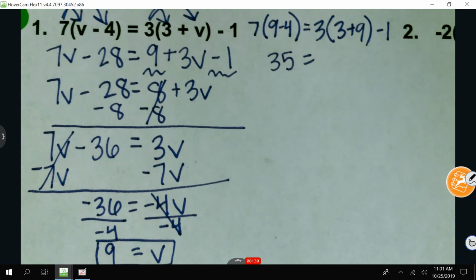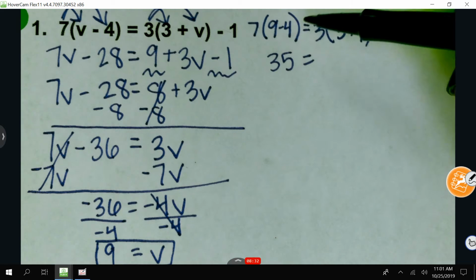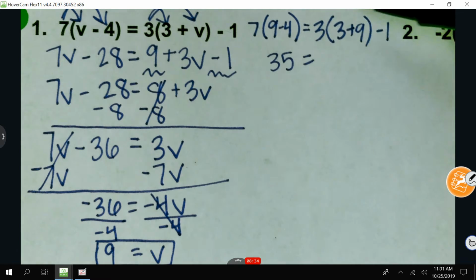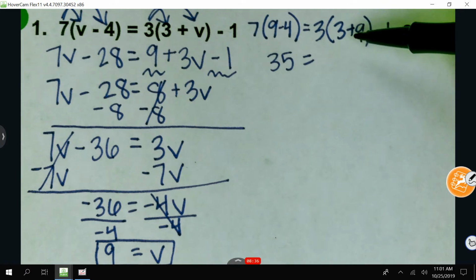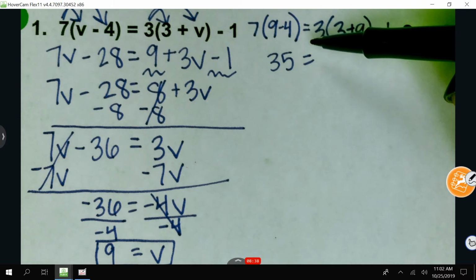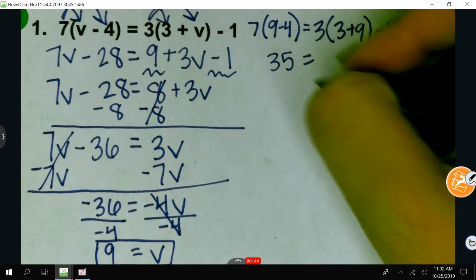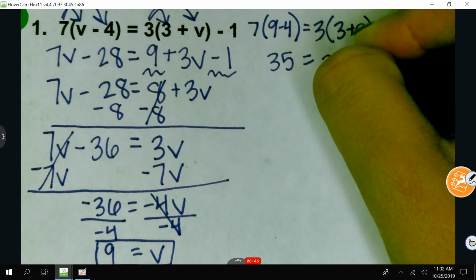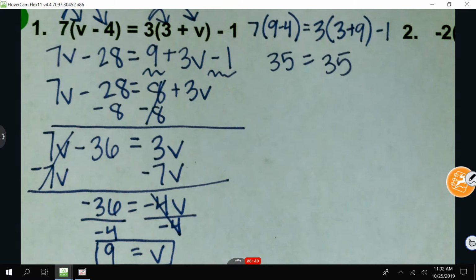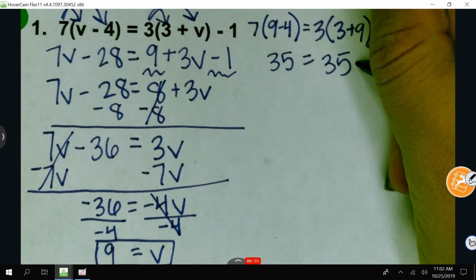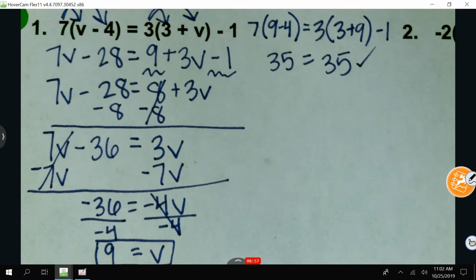7 times 5. And then over here, I still need to do parentheses first. So 9 plus 3, and then multiply that by 3, and then subtract 1. So what is that? 35. Yeah. So 9 plus 3 is what? Oh, it's going to be 36. And then you minus 1. Yes. Okay. Questions on that one?